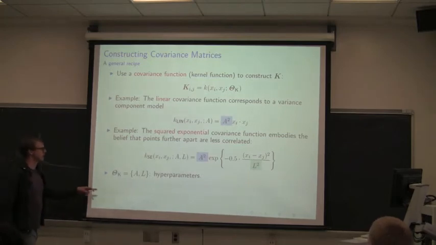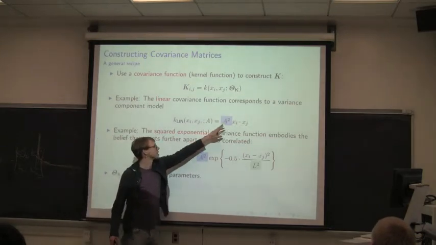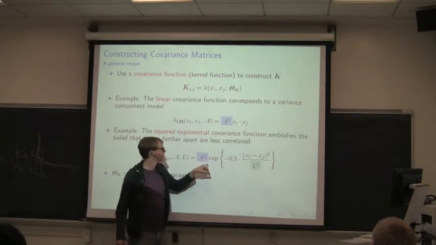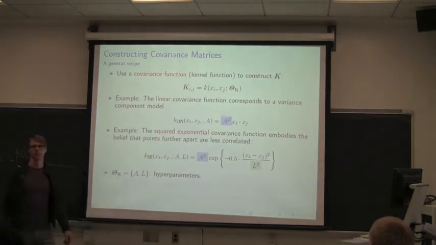And in this case, we have the two parameters here, a and l, where a is again just an amplitude of the whole kernel, and l is something that we call the length scale.